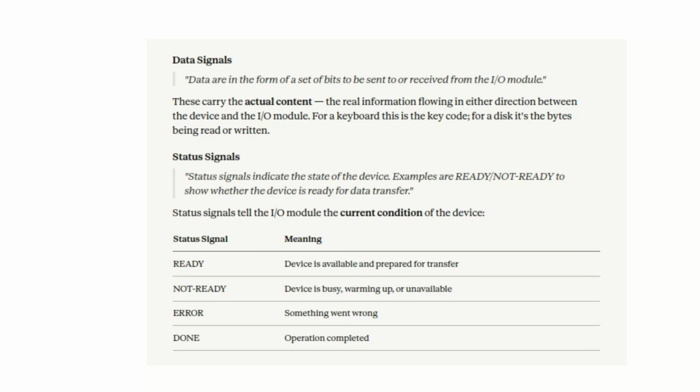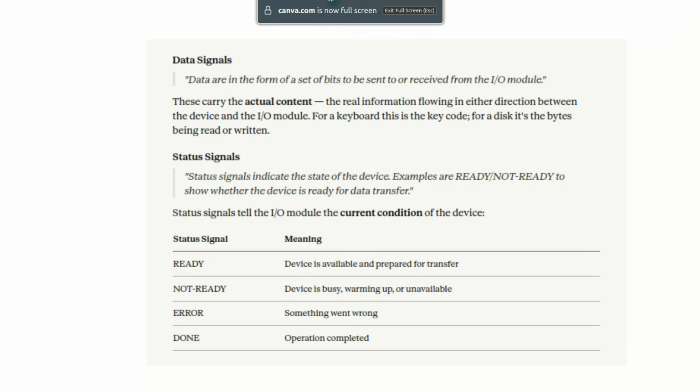For a keyboard, if you consider, this is a key code. We have different keys on our keyboard, and each of these keys has some key code. So from the keyboard's perspective, the data is the key code. For a disk, it's the bytes which are being read or written. So we are talking about data in different forms.